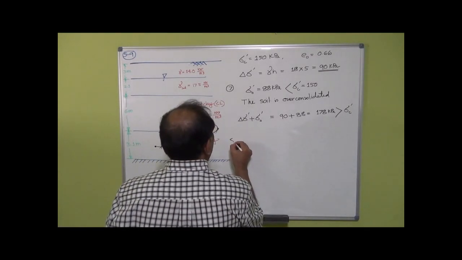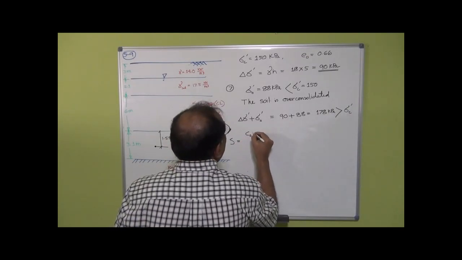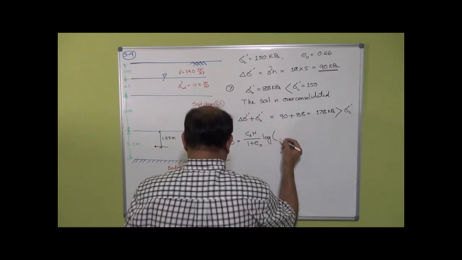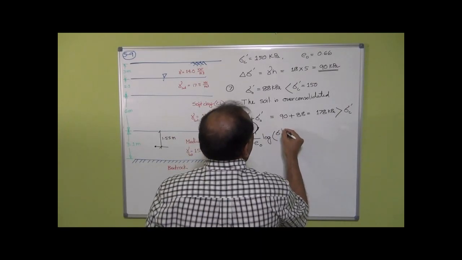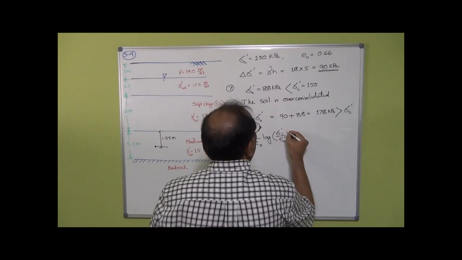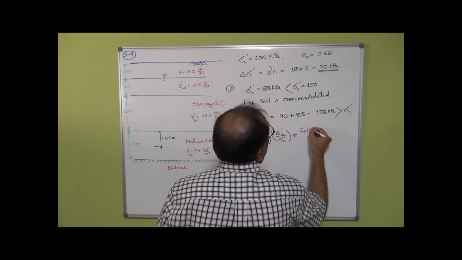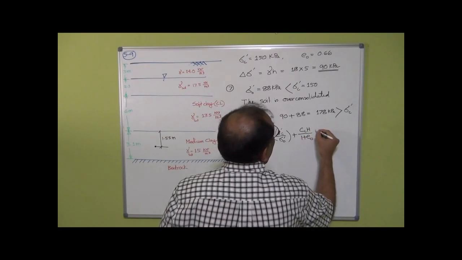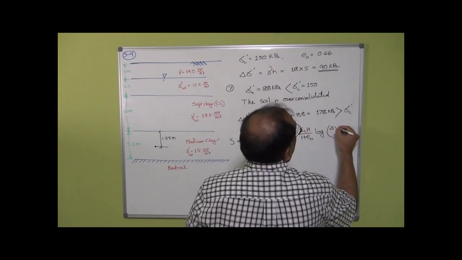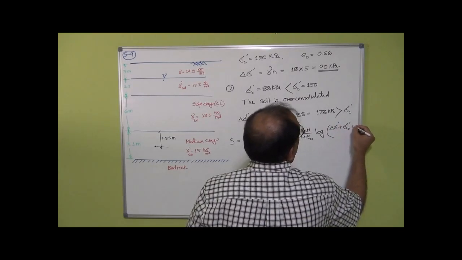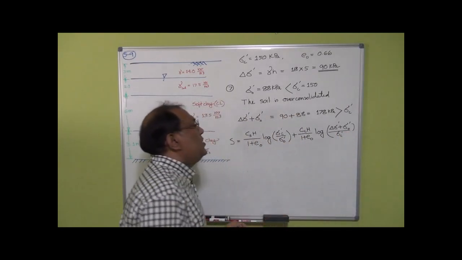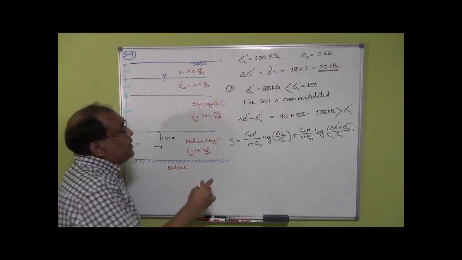So here S is equal to CS H divided by 1 plus E naught, log sigma prime C divided by the current overburden pressure, plus CC H divided by 1 plus E naught, log del sigma prime plus overburden pressure divided by the pre-consolidation pressure.